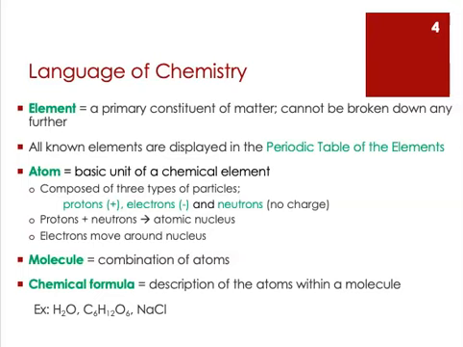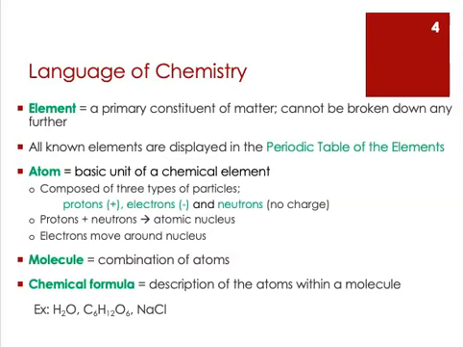So, for example, H2O is the chemical formula for water. It tells us that inside a molecule of water, there are 2 hydrogen atoms and 1 oxygen atom. There are 2 different elements inside water. There's oxygen and there's hydrogen.